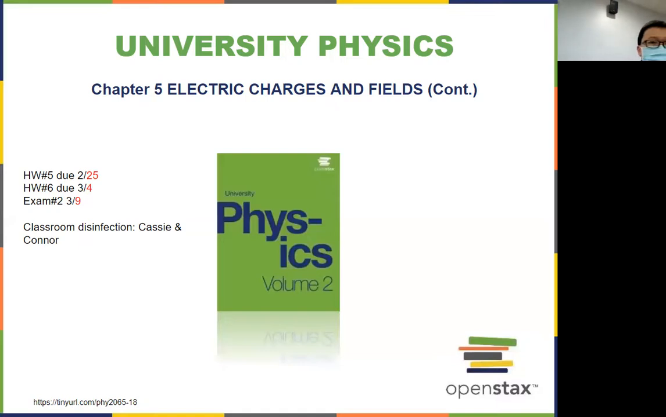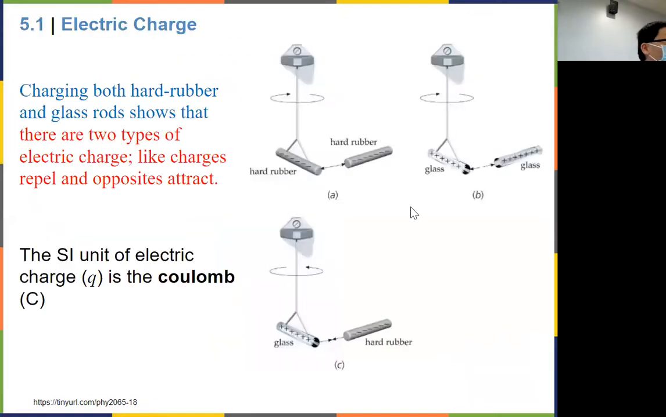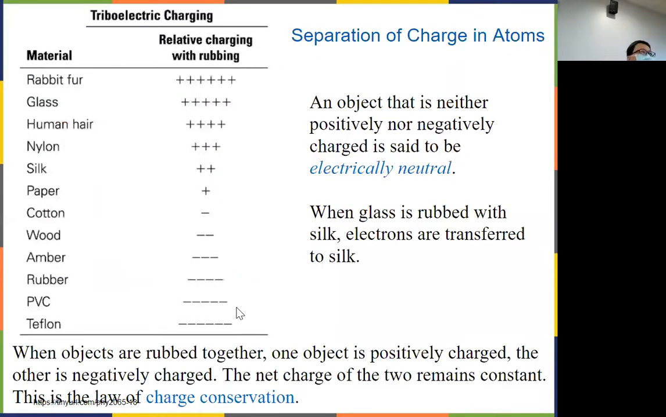So we're again looking at chapter 5. Last time we introduced the types of charges, basically two types, positive and negative. Like charges repel each other, and opposite charges attract each other. The SI unit for electric charge is the coulomb, C. Materials become charged because they have different tendencies of losing or receiving electrons when they are rubbing against other materials.